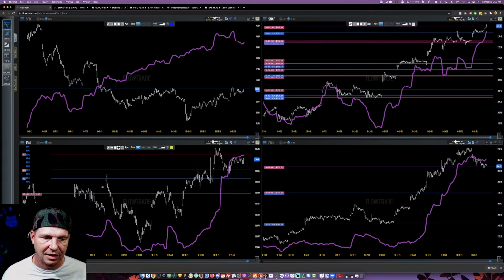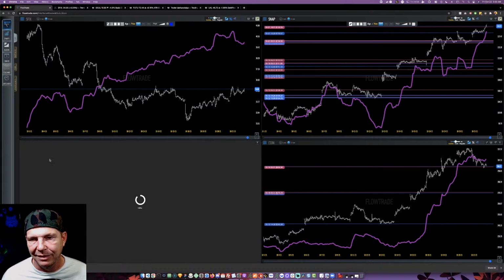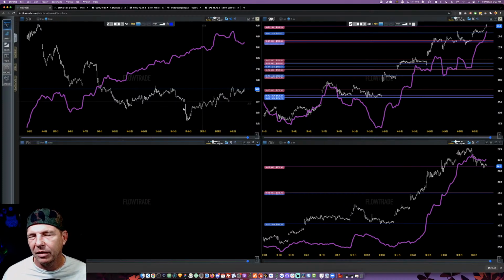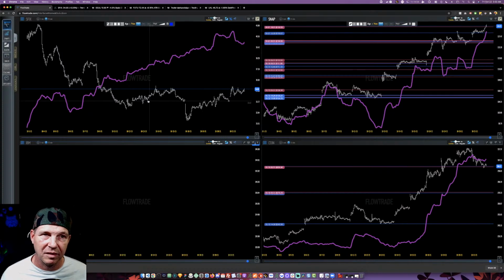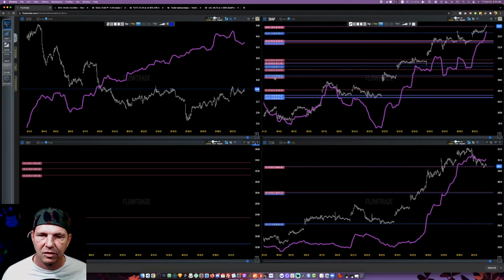Everything else is lagging. Lagging indicators include things such as MACD, right? Stochastics. I think RSI might be real time, but it's not a leading indicator. So what we're looking for is divergence.